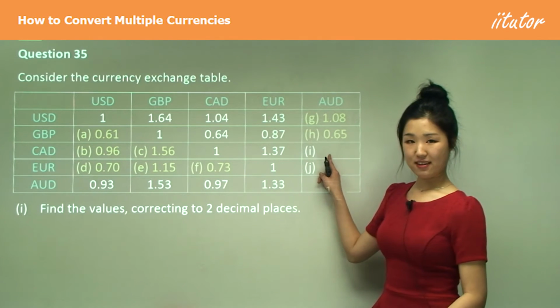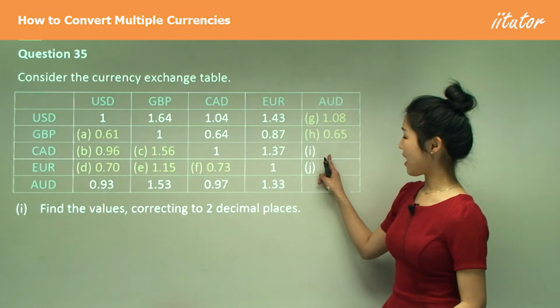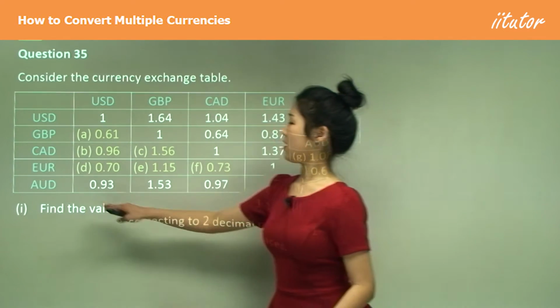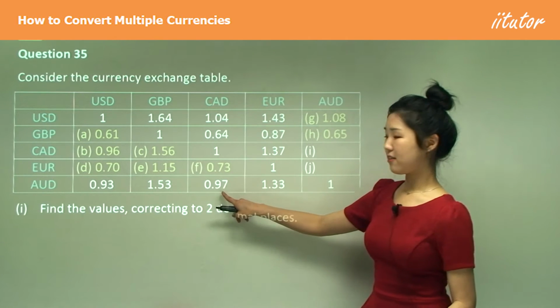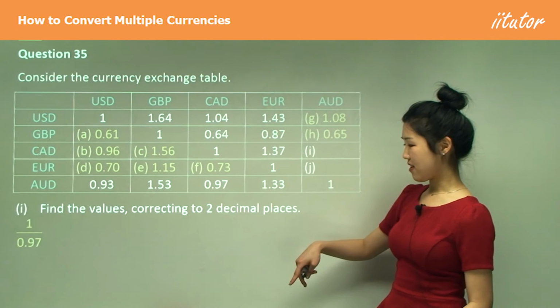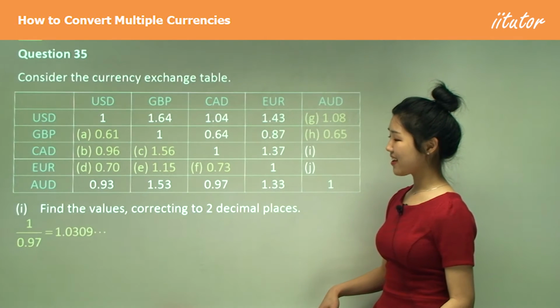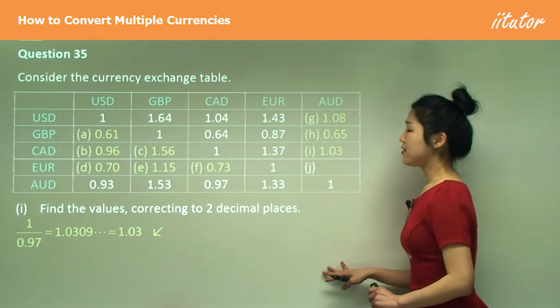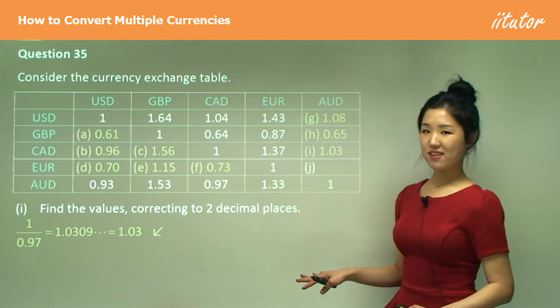CAD to AUD. Okay, CAD to AUD. Do we have AUD to CAD? AUD to CAD, 0.97. Inverse it, and then calculate it, 2dp, plot it in. So last one, everyone's going to be telling me how to do this one.